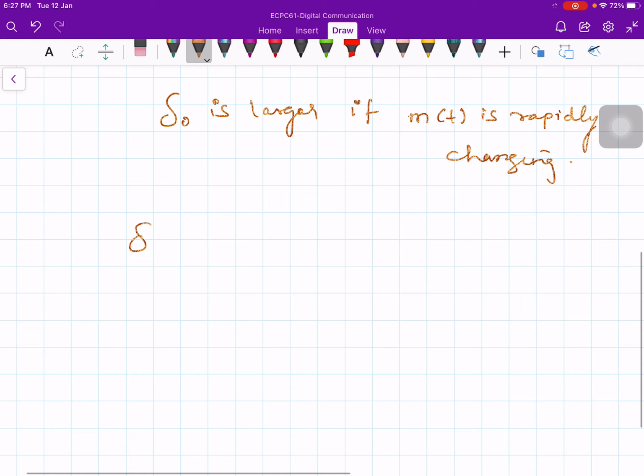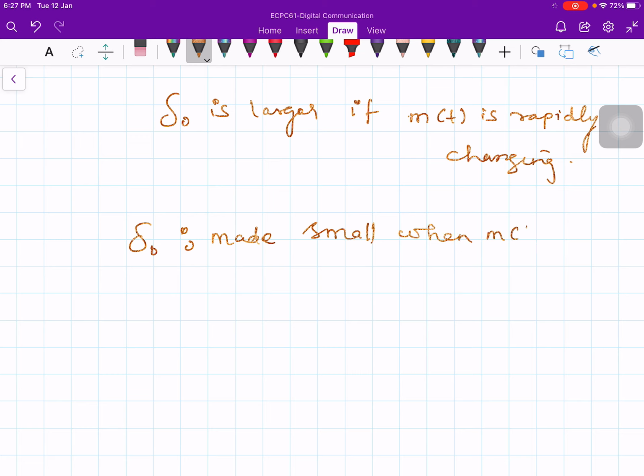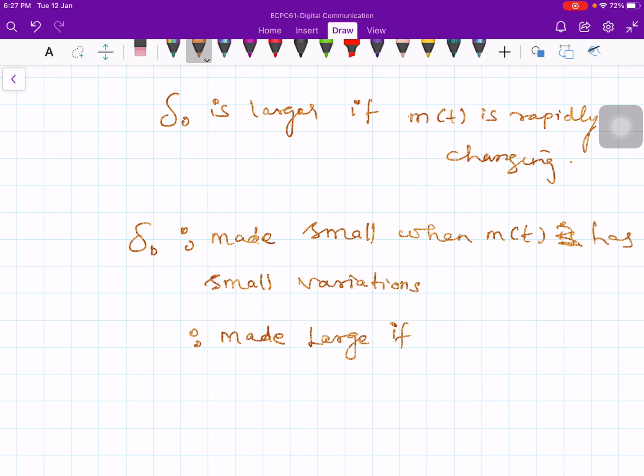Therefore, the step size delta naught is made small when M of t has small variations, and the step size delta naught is made large if M of t is changing rapidly. So this is the whole idea of the adaptive delta modulator.